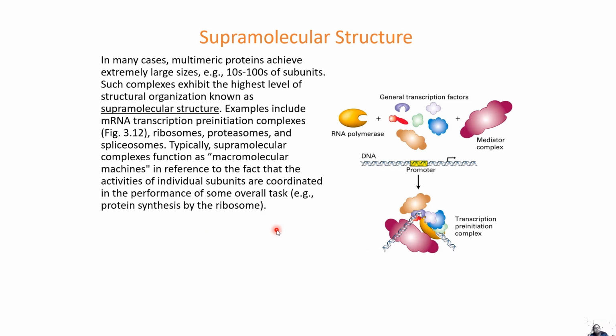Now, what is a supramolecular structure? In many cases, multimeric proteins achieve extremely large sizes, that is tens or hundreds of subunits, and such complexes exhibit the highest level of structural organization, known as supramolecular structure. Examples include the mRNA transcription pre-initiation complexes, ribosomes, proteasomes, and spliceosomes. Typically, supramolecular complexes function as macromolecular machines, in reference to the fact that the activities of the individual subunits are coordinated in the performance of some overall task.